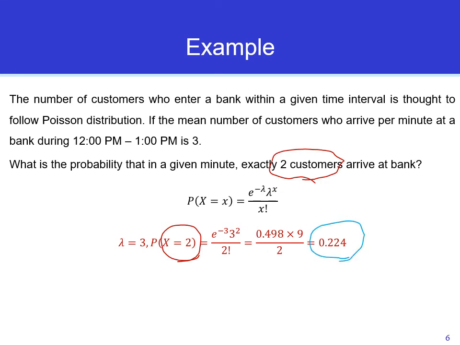So the probability that in a given minute from 12 p.m. to 1 p.m. exactly two customers enter a bank is 22%, or 0.224 to be exact.